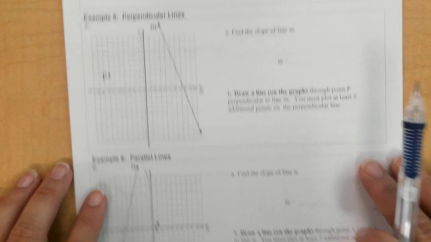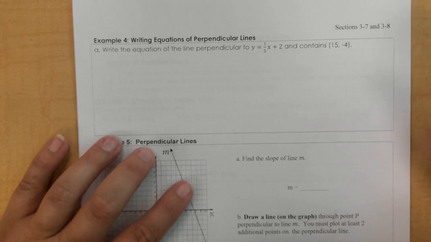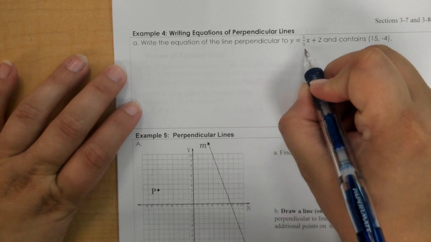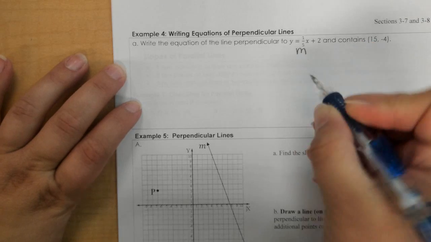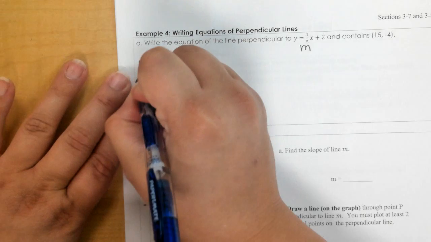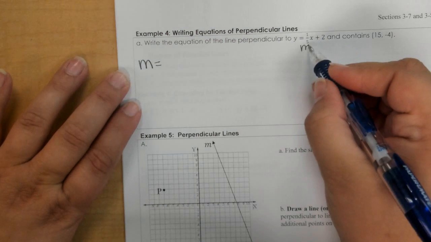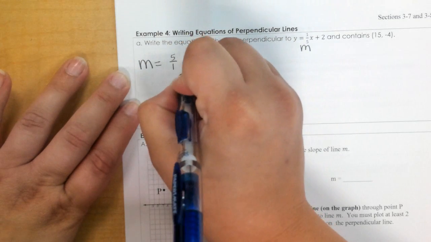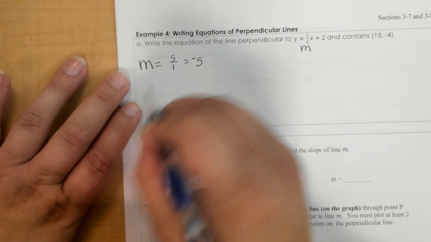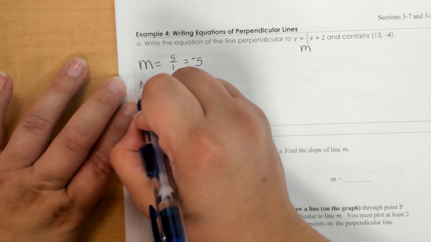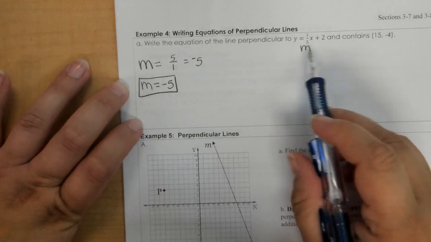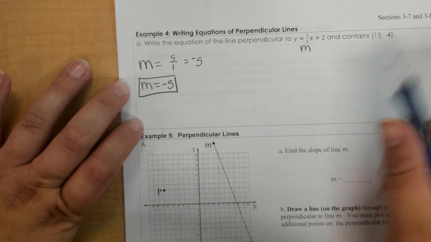Then, for example 4, it also goes along with perpendicular. So let's knock this one out. Your slope is 1/5. But in order to find an equation that has a perpendicular slope, we need to do the opposite reciprocal. So we need to flip this to be 5/1, which is just 5. And then we need to make it the opposite. So I'm looking at m is -5. The point that my new line is going to go through is 15, -4.